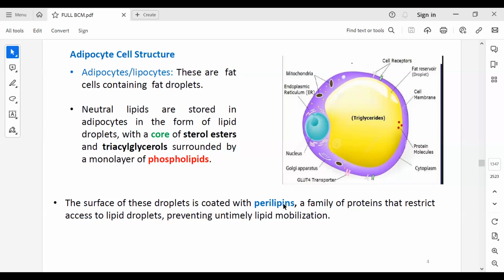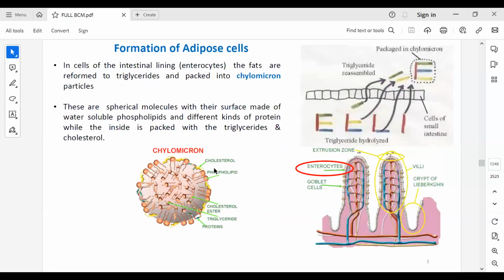The neutral lipids are stored in the adipocytes in the form of lipid droplets with a core of sterol esters and triglycerols surrounded by a monolayer of phospholipids. The surfaces are usually coated with perilipins, which are proteins that restrict access to lipid droplets and prevent lipid mobilization. You will see that in a simple diagram.